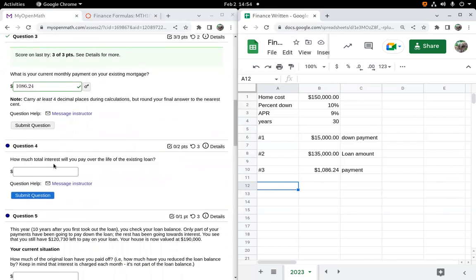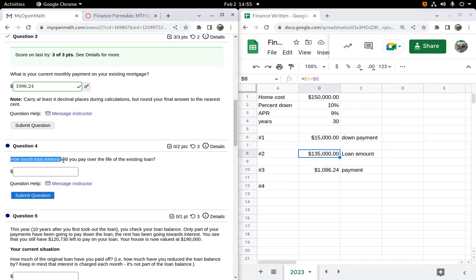All right, how much total interest will you pay over the life of the existing loan? We've answered questions like that before, so let's do that here. Number 4. So we borrowed 135,000, but we're going to make 12 times 30 or 360 payments at this amount here. Now that's going to end up being more than what we borrowed because we have interest to pay, and the difference between those two will give us the total interest paid. So again, how much total interest will you pay over the life of the existing loan?